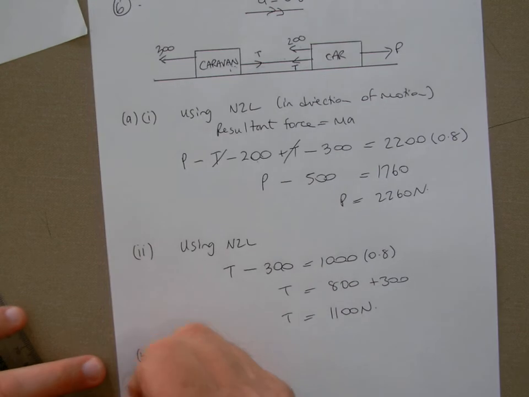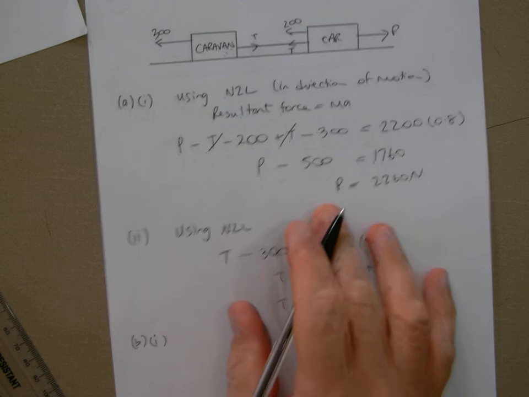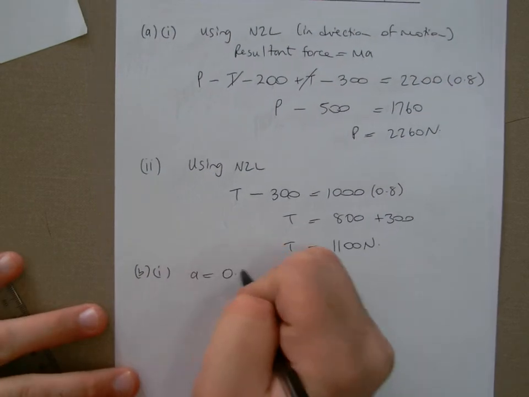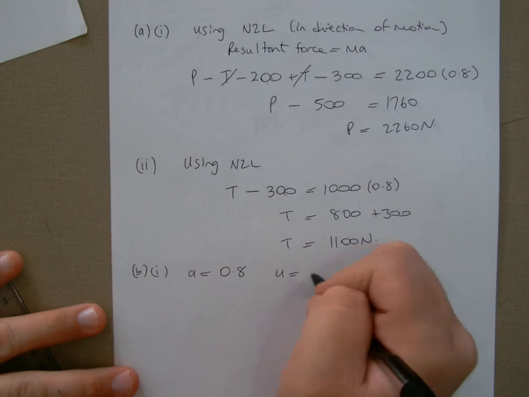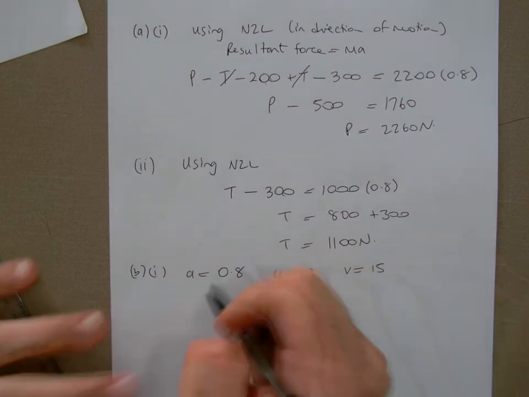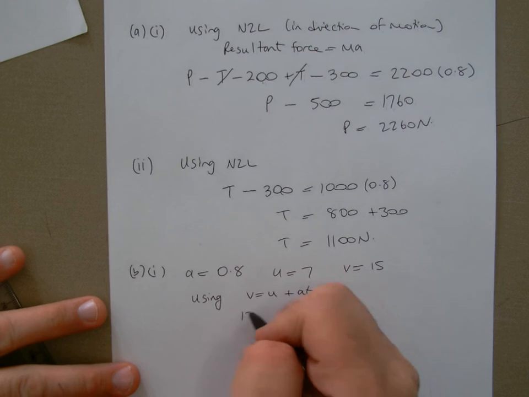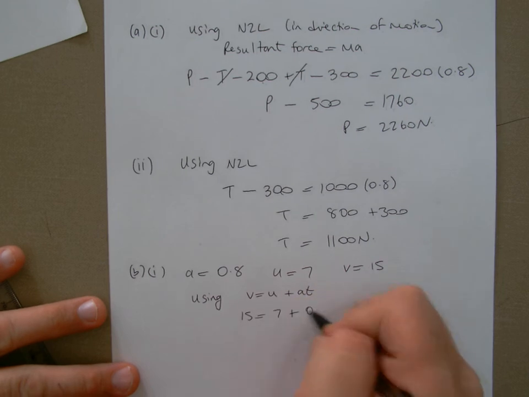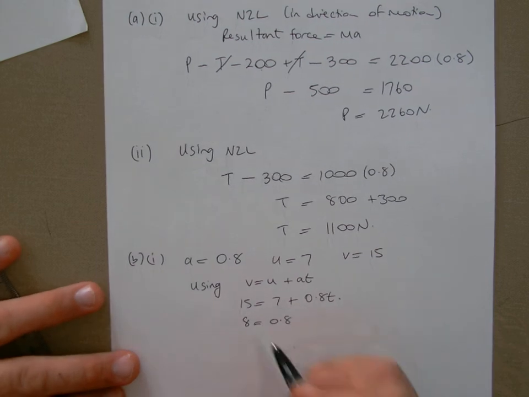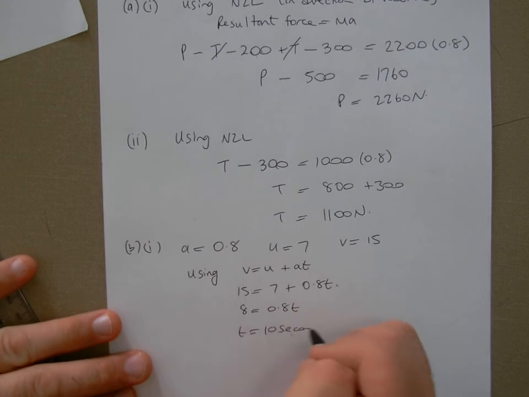Part B then, part 1, it says find the time that it takes for the speed of the car and the caravan to increase from 7 to 15. Now remember, because the acceleration is constant, 0.8, we can use suvat. We want to find the time it takes to get from 7 to 15, so using v equals u plus at. So v is 15, u is 7, 0.8 for a, and then the time. If we take that 7 over, we get time to equal 10 seconds.